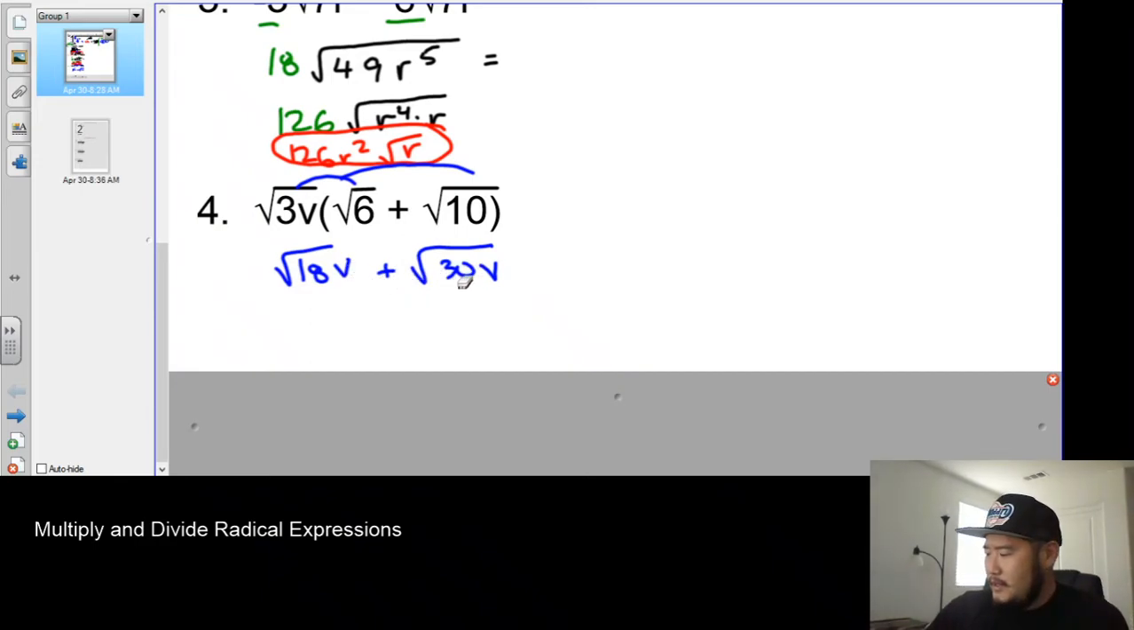So let's see if we can simplify this any further. Perfect square factors of 18. How about 9 and 2? The square root of 9 is 3, so this becomes 3 times the square root of 2v.